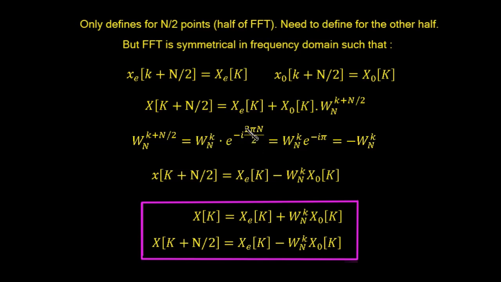So the 2's cancel, and we're just left with e to the minus i pi. So e to the minus i pi is actually minus 1. So that just equals minus omega nk. So it means that the second half here can be written as x even part of k minus omega nk x odd part of k. So finally what we can do is write down the FFT algorithm. So we have the first part which we have already derived, and then we have the second part which we've just derived here in this page.